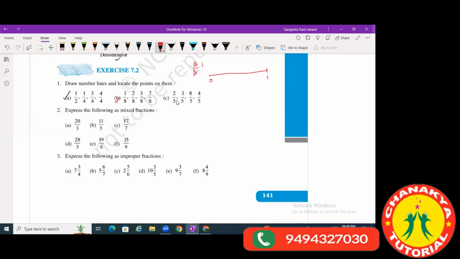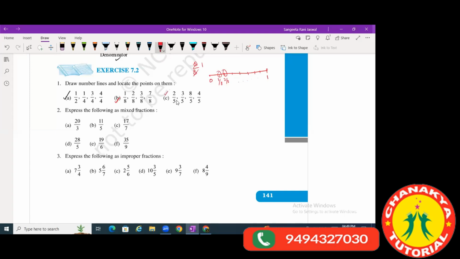Okay, so from 0 to 1, whatever is the denominator, you will divide this 0 to 1 number line into 8 equal parts. 1, 2, 3, 4, 5, 6, 7. So 8 equal parts. So each part is now 1 by 8, 2 by 8, and similarly so. Like this, you have to locate the points there. 1 by 8 is here, 2 by 8 is here, 3 by 8 will be here, and 7 by 8. Just locate the points on the number line. Do for B part also and do for C part also.